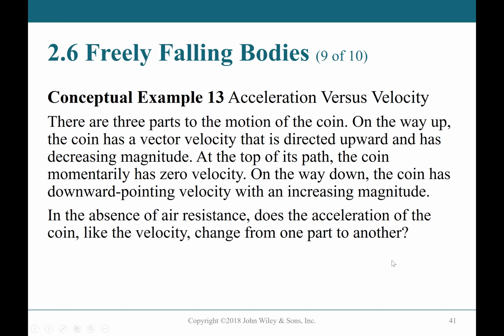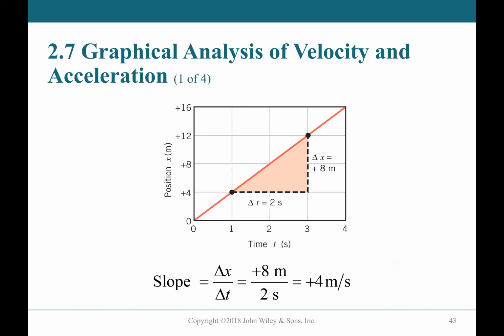Okay, so look at this section, graphical analysis. What the author wants you to look at is the slope of a line. So I'm going to review this for you. We said that slope is rise over run, or the x component over the y component. So delta x by delta t, and we've already defined that as being what? Speed. So the slope of this line is going to be the speed.